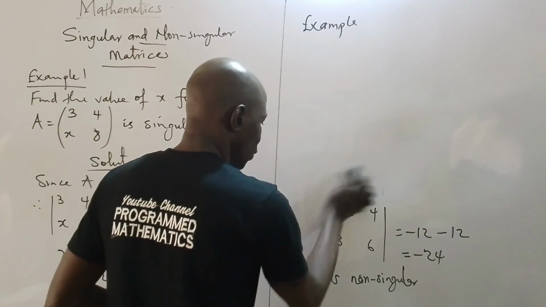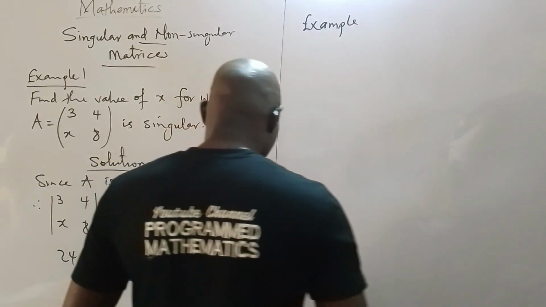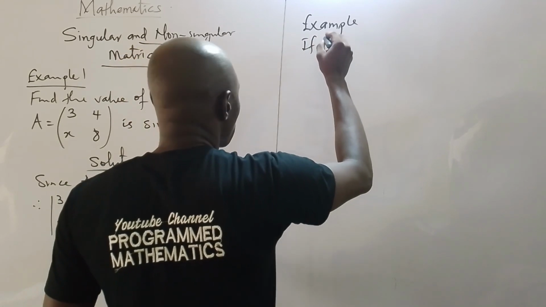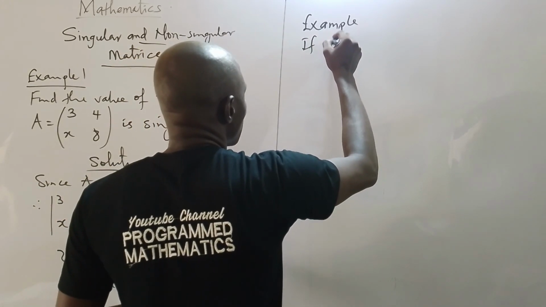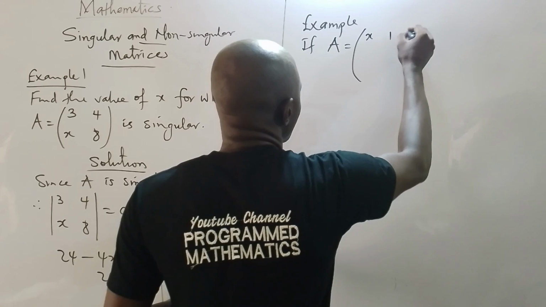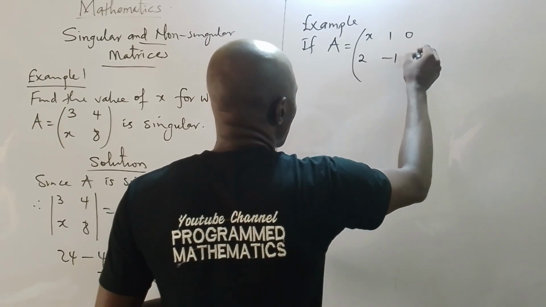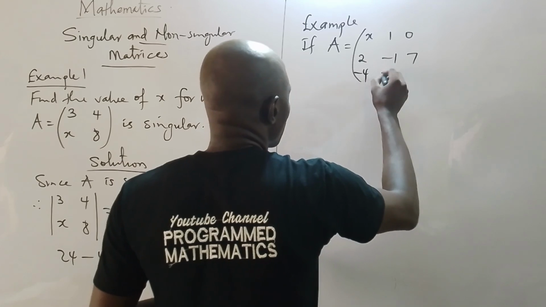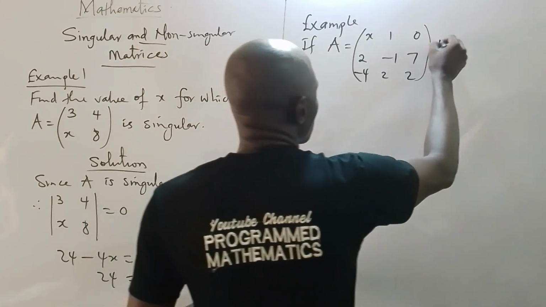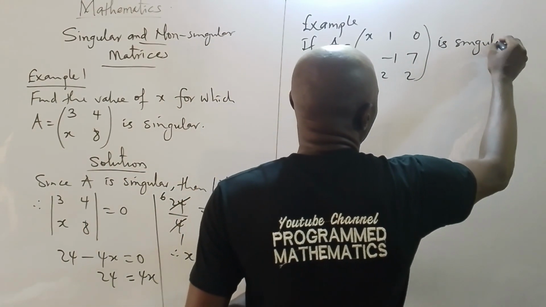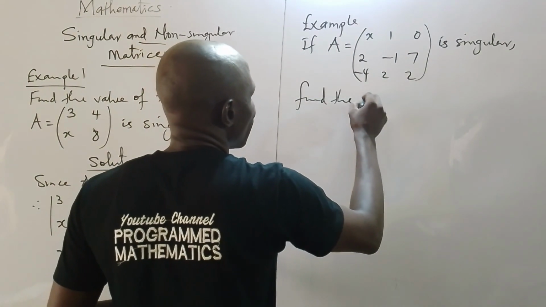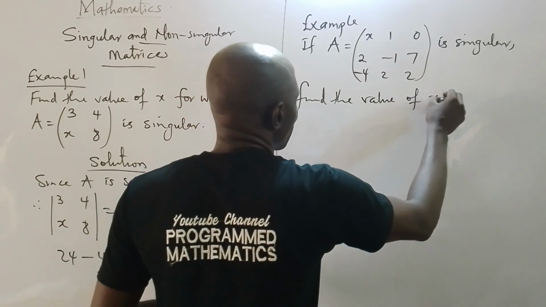Example number 2. Okay, so for example number 2, we have matrix A equal to [x, 1, 0; 2, -1, 7; -4, 2, 2]. If matrix A is singular, find the value of x.